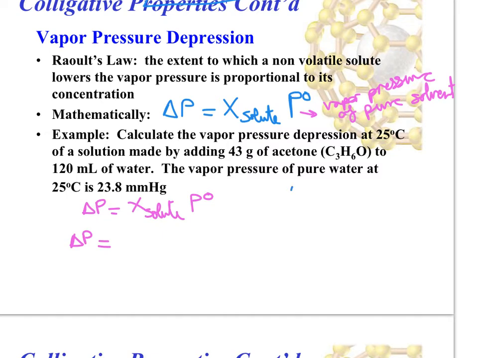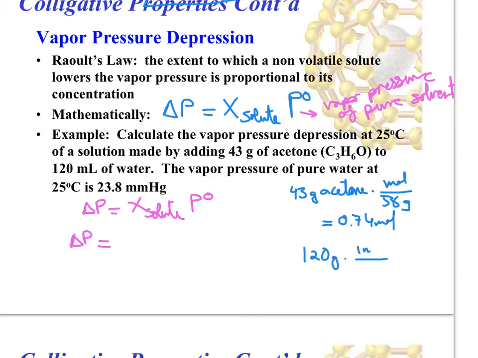So I have 43 grams of acetone. Change that to moles. 58 grams per mole is the molar mass, and I get 0.74 moles. Then I have 120 grams of water. Change that to moles. 1 mole of water is 18 grams. You get 6.67 moles. So back to my equation here.